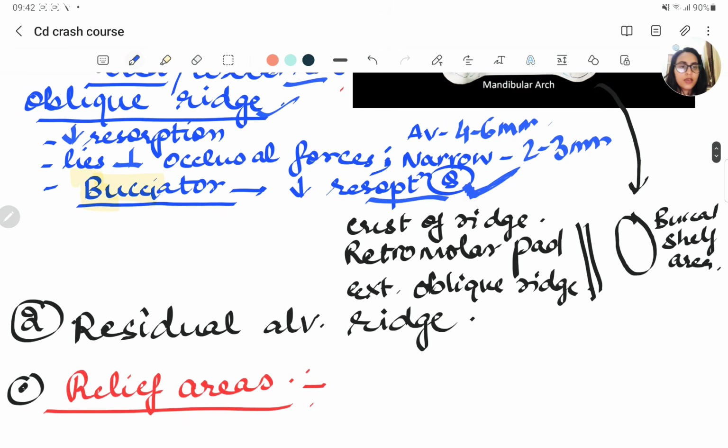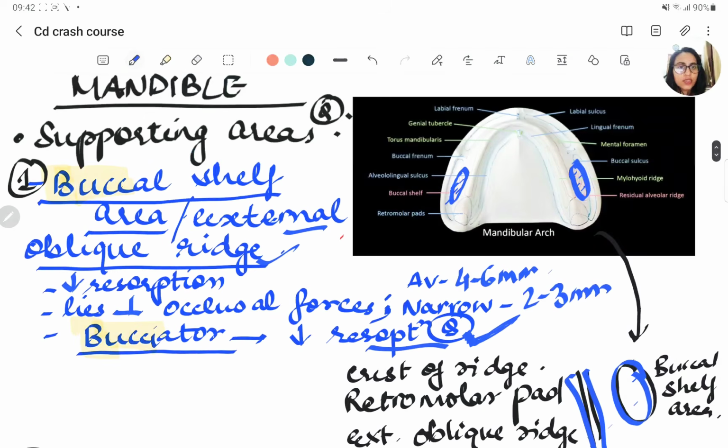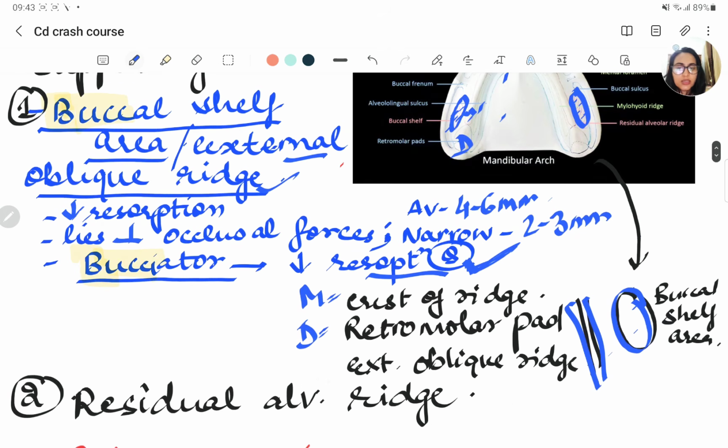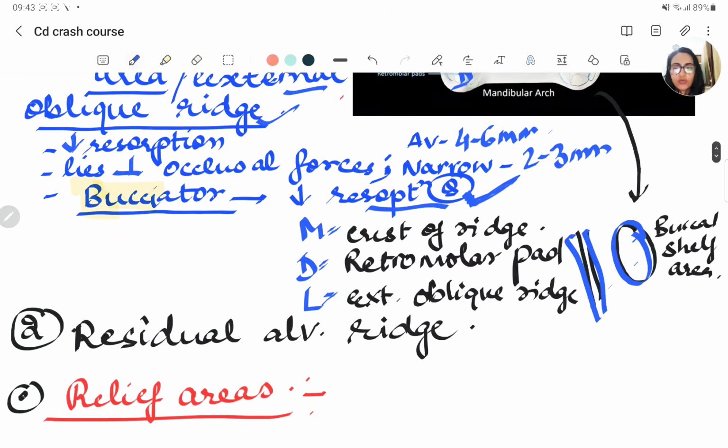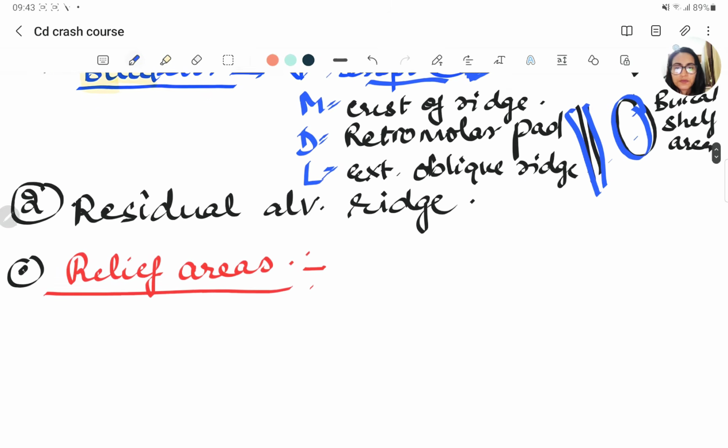When you see this buccal shelf area, say suppose that's the crest of the ridge, and here is the buccal shelf area present. So the crest of the ridge is going to be mesial, right? This is the midline. The retromolar pad is going to be present distal to it. And you can see the external oblique ridge will be lateral to it. So you know the landmarks now.